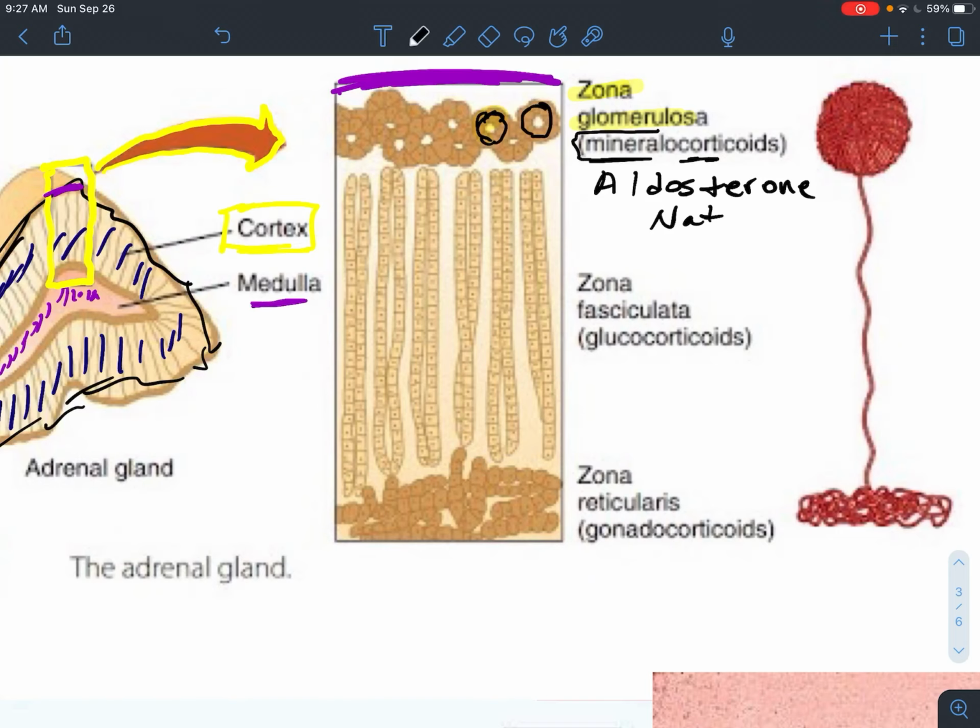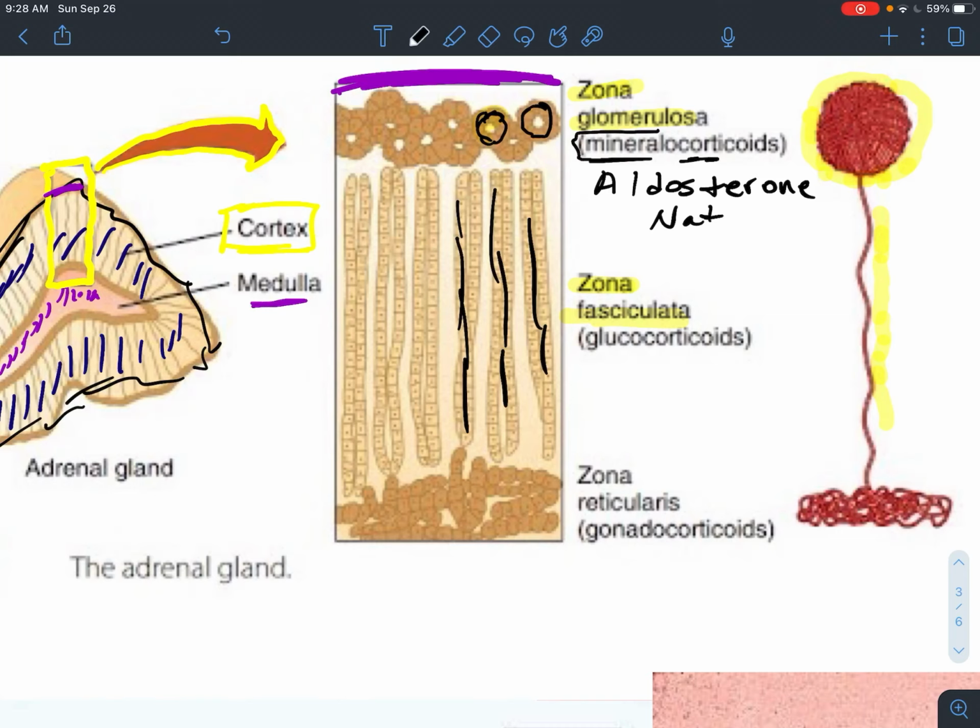The second zone is known as the zona fasciculata. Now the word fasciculata means that it's stringy, right? So on the right you also have this ball of yarn. That circular ball of yarn is supposed to give you that glomerular idea, that circular idea, and then that string hanging down is that fasciculate idea, or the stringy idea. So this part has a very stringy type of appearance on the histological slides.